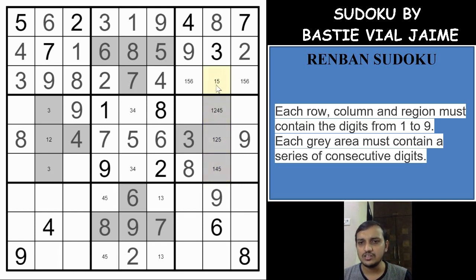So 1 and 5 is here, 2 and 4 is here, and either of 1 and 5 will be here, and 1 and 5 will be here. What a logic, what a continuation. So this means that we'll get a 7 here, right?